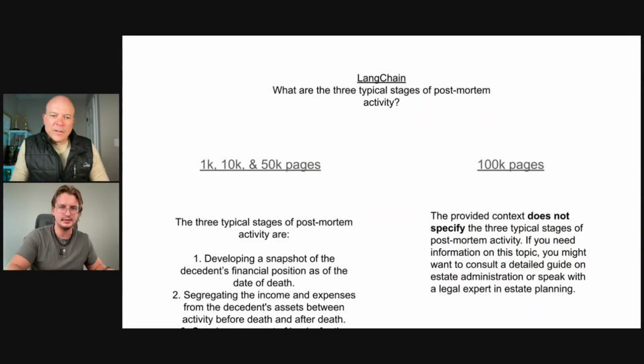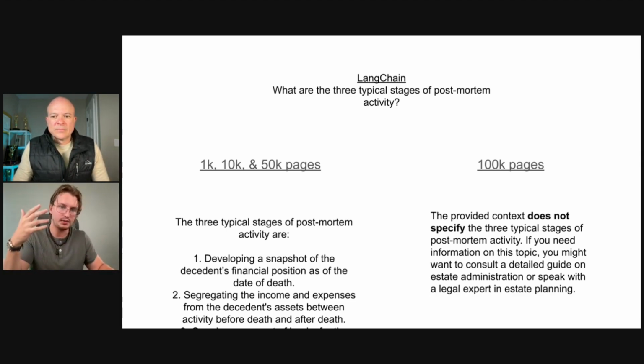I want to go into another example. Yeah, let's rapid fire through some of these. So for LangChain, what are three typical stages of postmortem activity? It was actually a page of a document with some complex textual formatting, talking about if someone dies, how do you deal with their estate? What steps do you undergo to plan for that?